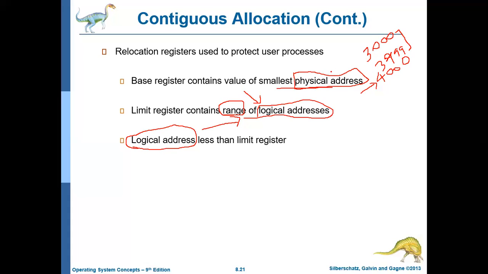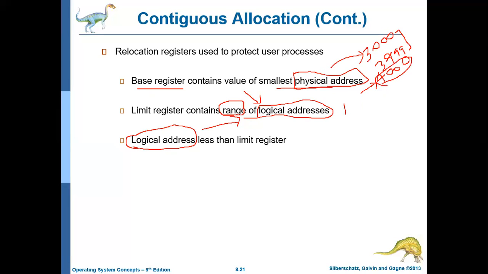Now what will be stored in the base register? Base register will contain the smallest physical address. What's the smallest physical address? That is 3000. Whereas the limit register will contain the range. Range is nothing but length. So what is the maximum locations it can access? 3000 to 3999. So that is 3000 to 4000, excluding 4000.